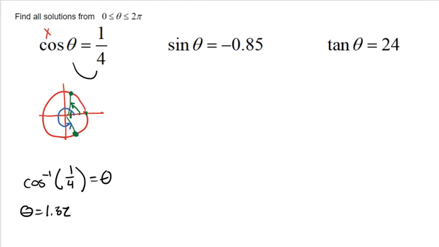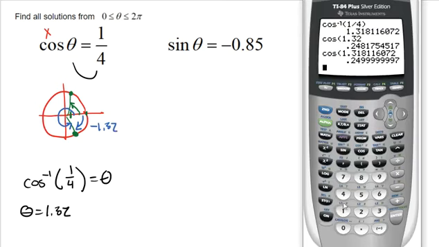So how do you find the other answer? Boy, you got to use your brain. Now, the other answer is the one in blue. But there's where I got to think about symmetry. If that green angle is 1.32, this angle right here is negative 1.32. And again, just confirm that real quick. Cosine of negative 1.32, again, pretty close to 0.25.